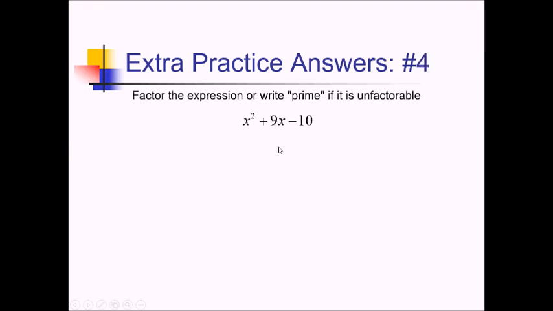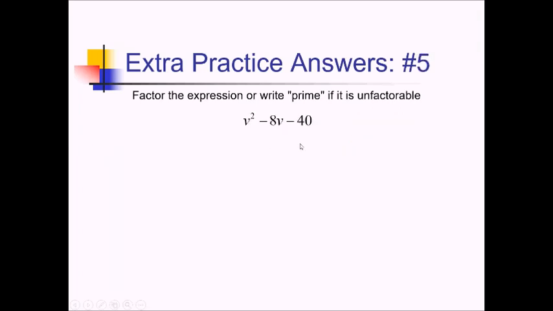To factor this one, we need factors of -10 that add up to 9, and they have to have opposite signs because they multiply to give us this negative constant. So let's see here. We've got 1 and 10. Well, if we had -1 and +10, that would add up to +9. So we're going to write this one as x minus 1 and x plus 10.